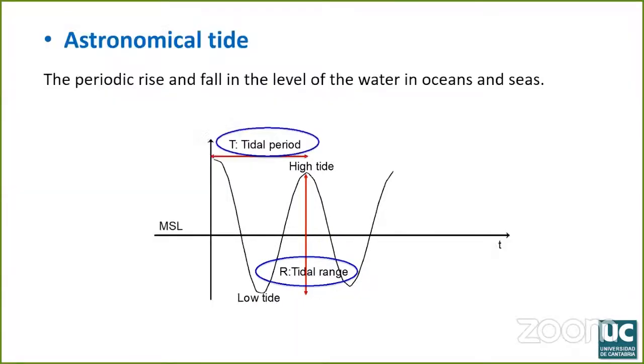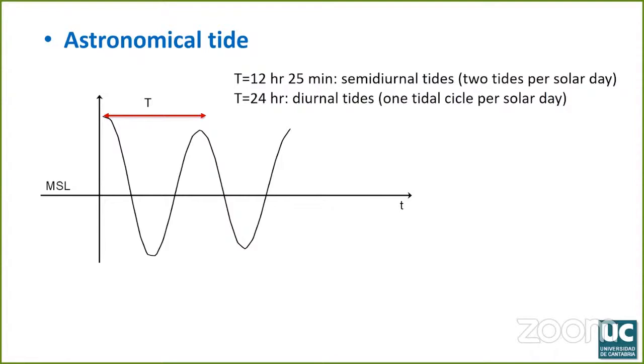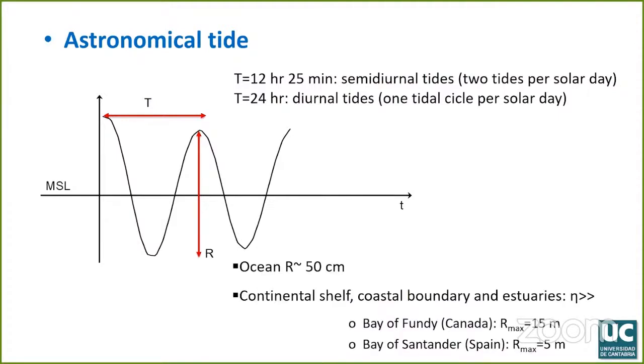Both of them depend on the relative position of the moon and the sun with respect to the Earth, and they are different from location to location. With regard to the period, tides can be semi-diurnal with 2 high tides and 2 low tides per day, or diurnal with 1 high tide and 1 low tide per day. Tidal range can vary considerably depending on the location. Whilst in the ocean it reaches a maximum value of 50 centimeters, it is greatly amplified on the continental shelf, in the coastal boundary, and in estuaries.